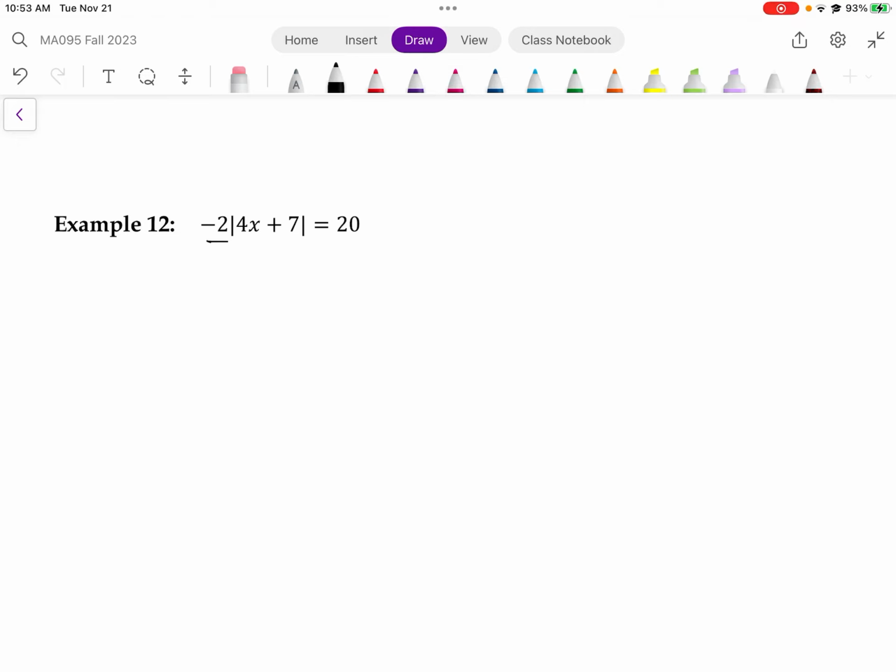All right, I'm going to divide both sides by negative 2. The negative 2's cancel, and I get absolute value of 4x plus 7 equals negative 10. Similar to the last one, the process was just a little different to get there. But again, we can't have an absolute value equal to a negative number. When I take the absolute value of something, it will always be positive. So this is impossible. And there is no solution. In other words, it does not exist.